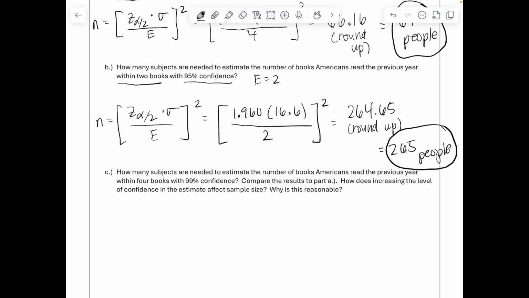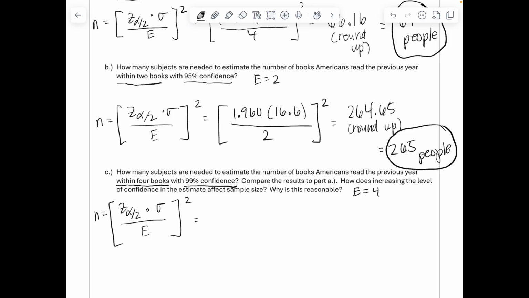Part C says how many subjects are needed to estimate the number of books that Americans read the previous year within 4 books at a 99% confidence. So now our confidence is increasing and E is back to 4 books. So E is equal to 4 again. And then it also says compare your result to part A. So we'll look at that rest of the question in just a moment. Again, I'm going to copy down the formula that I have, which is N equals Z sub alpha over 2 times sigma over E squared.